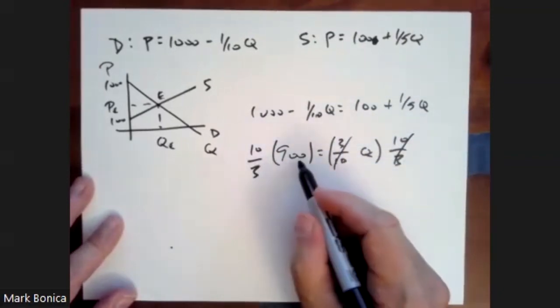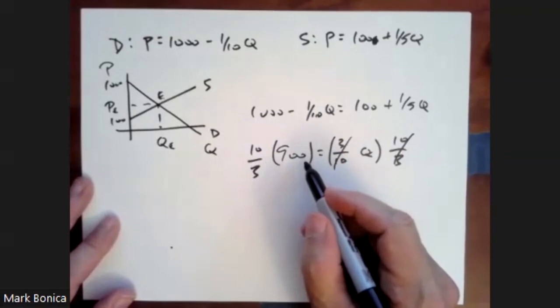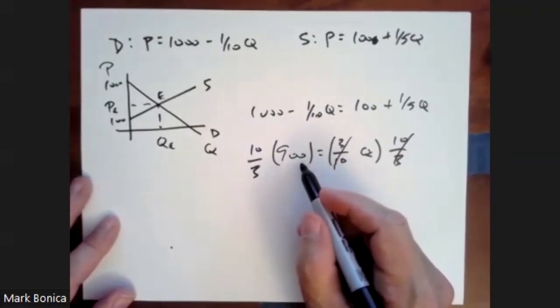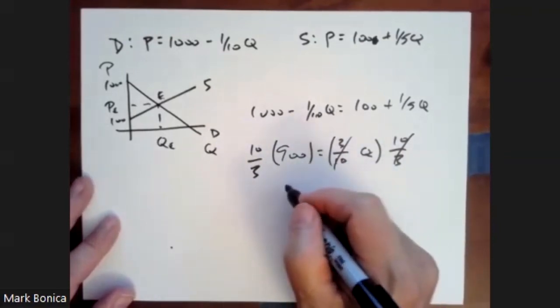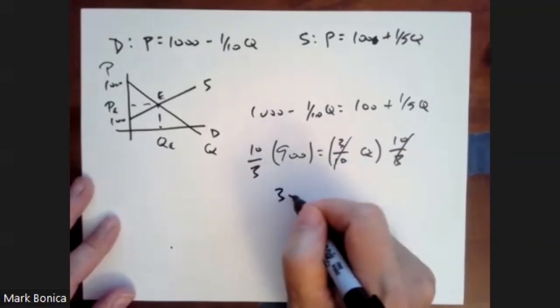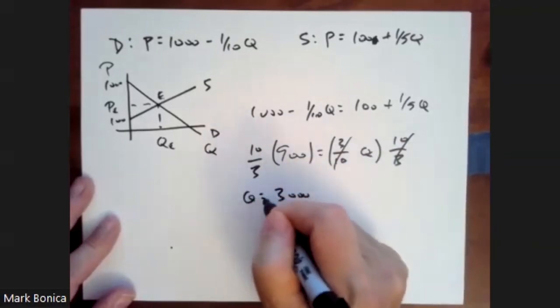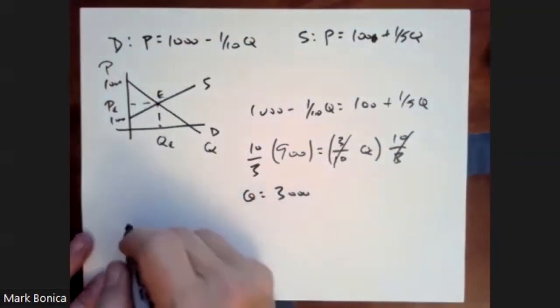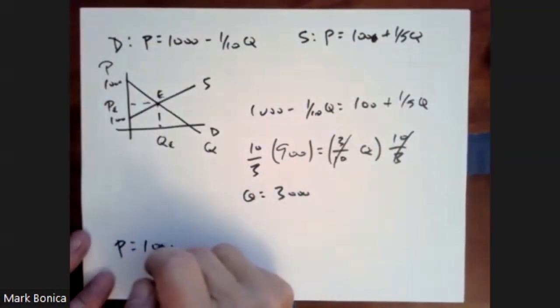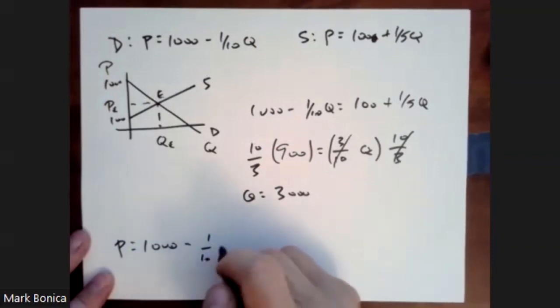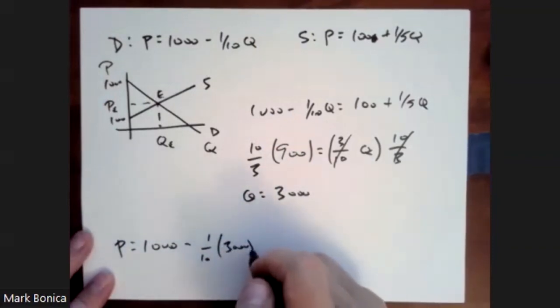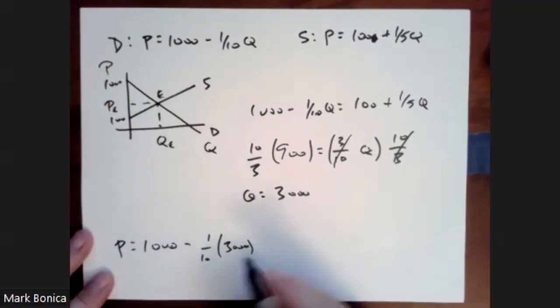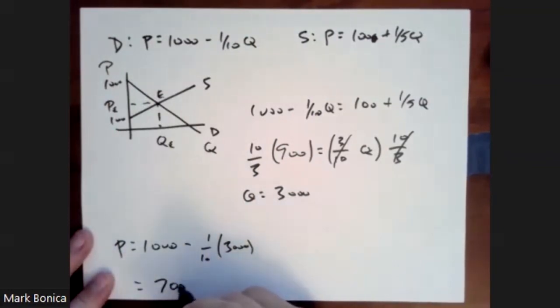Q is equal to 10 times 900, which is 9,000. 9,000 divided by 3 is 3,000. So Q equals 3,000. If Q equals 3,000, I can plug that back in here. On the demand side, I get P is 1,000 minus 1/10 times 3,000. 1/10 of 3,000 is 300. 1,000 minus 300 is 700.